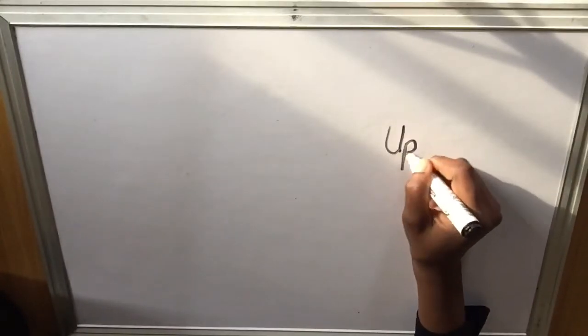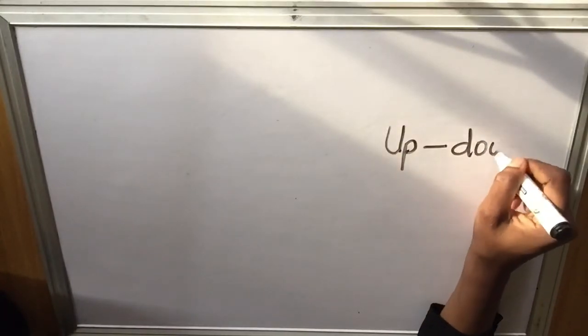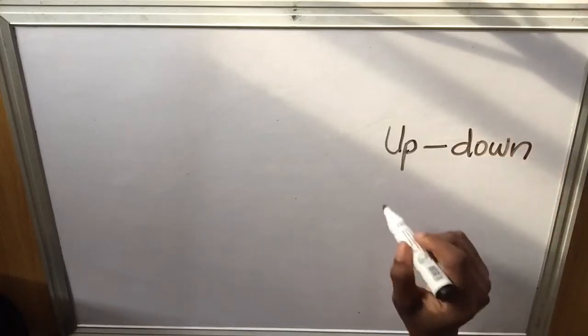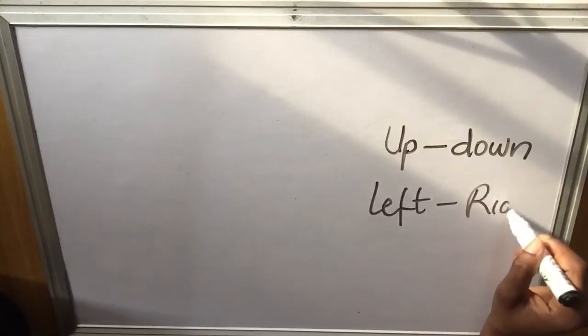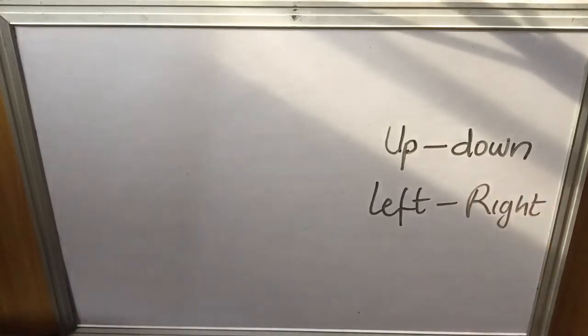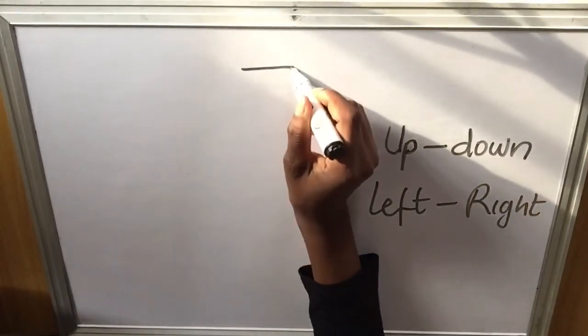So let's go to the whiteboard. The stroke order is up to down, then left to right. This is what real looks like.